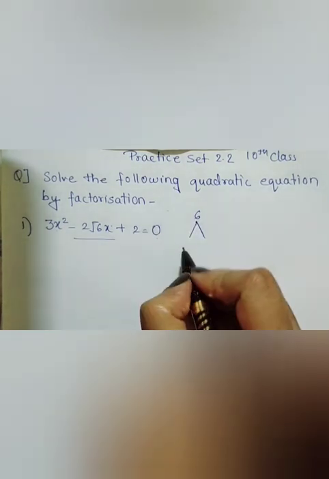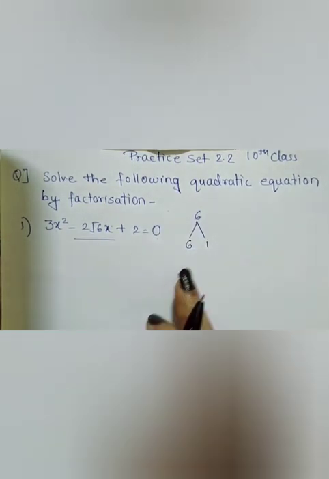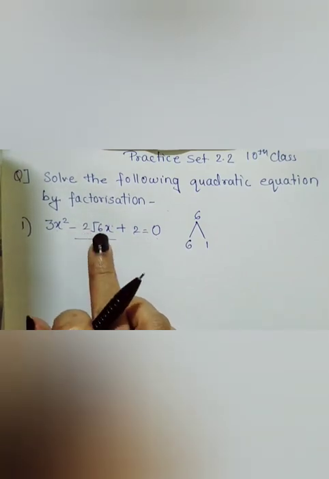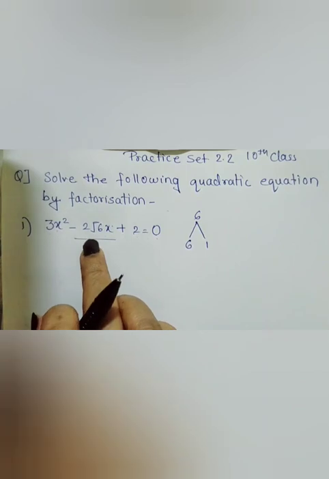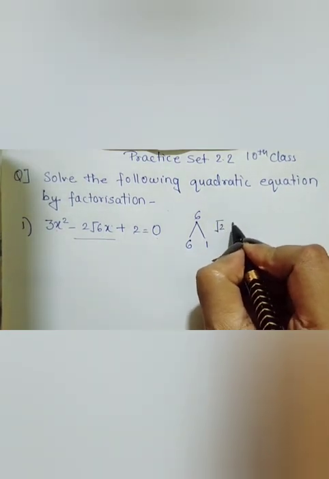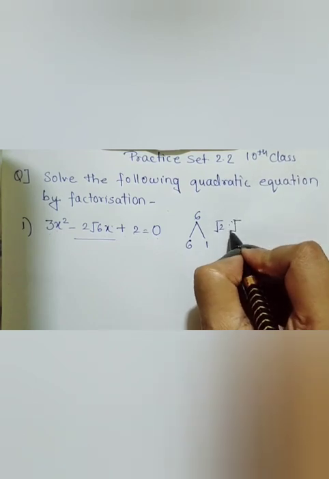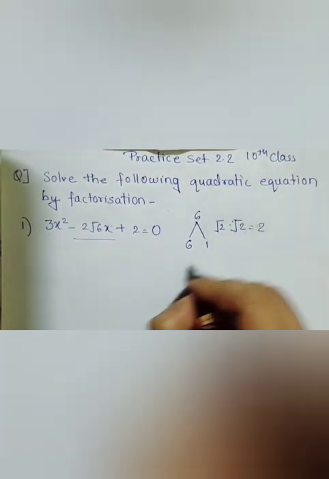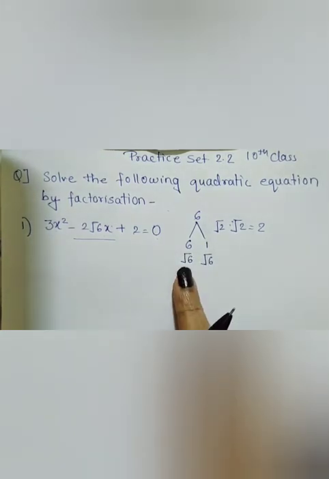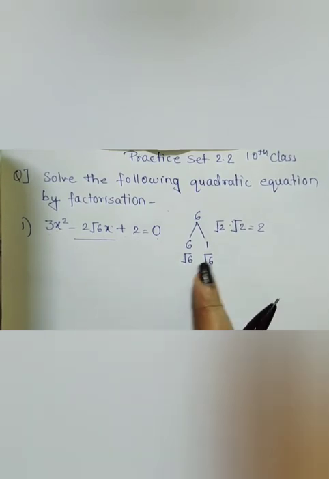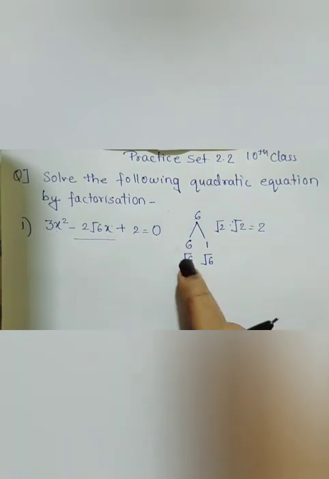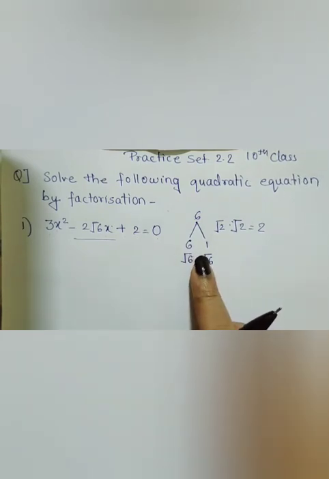As you know, for 6 we can take 1 and 6. But after taking this, we are not going to get 2 root 6. So what do we have to do? We have to take, for example, root 2 and root 3, just like we have to take here root 6. When we multiply, we will get 6. And for writing, we can write 2 root 6. I hope you are getting me.